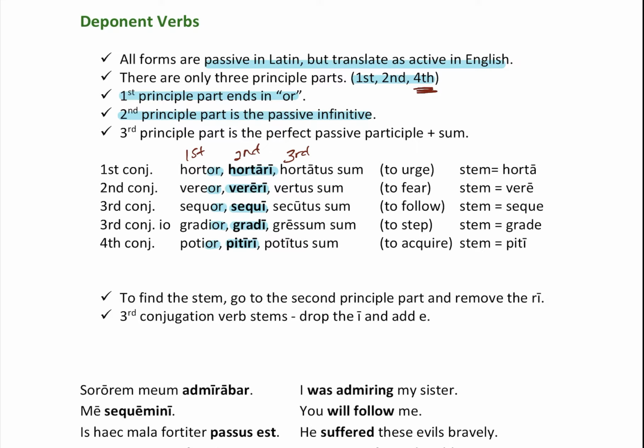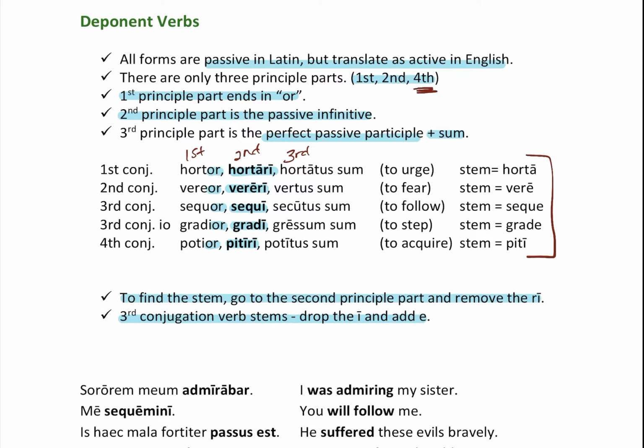Now, the third principal part, or the third one listed, is the perfect passive participle, which you know already, plus a form of sum. So to find the stem, you go to the second principal part, just like you normally do, and you're going to remove the RI. And I've listed a bunch of stems here for you so you can get the idea. Now, for third conjugation verbs, all you need to do is to drop the I on the end and add an E instead.